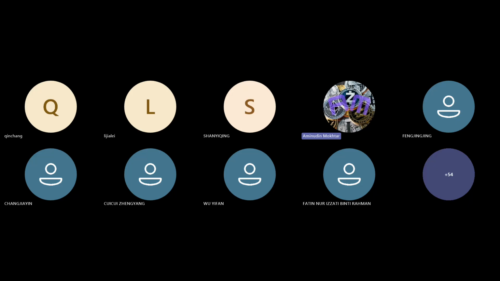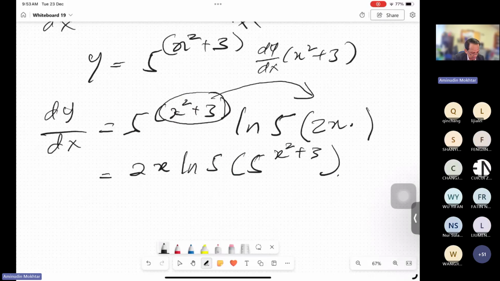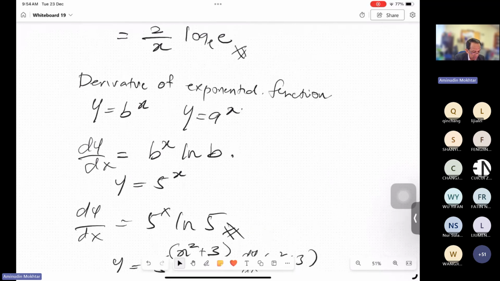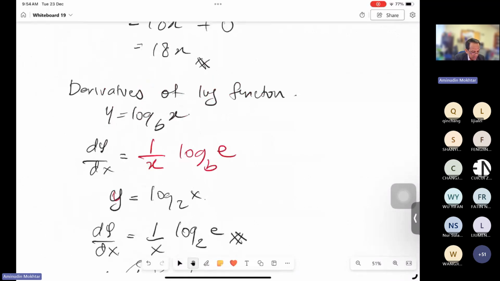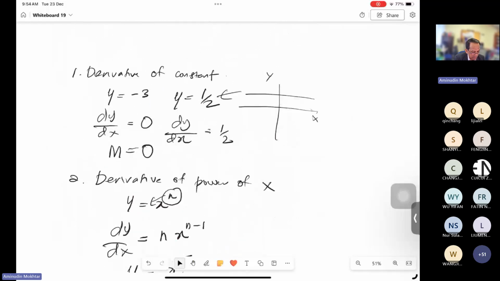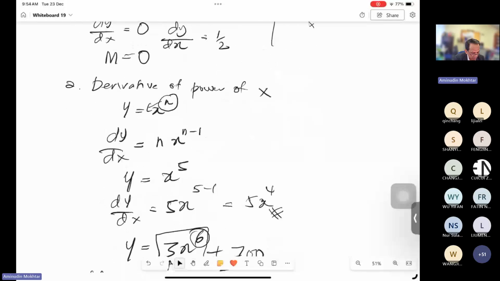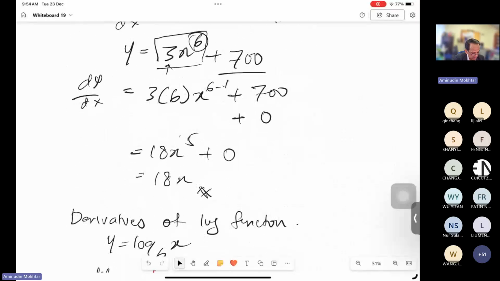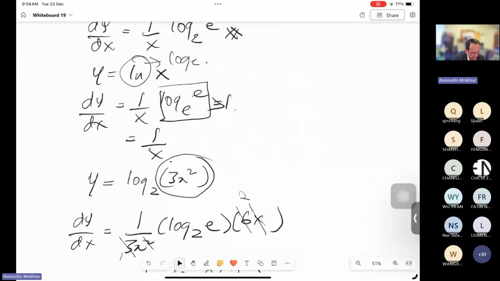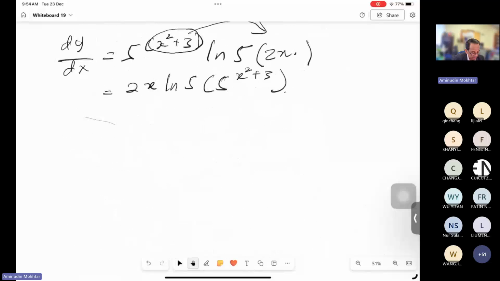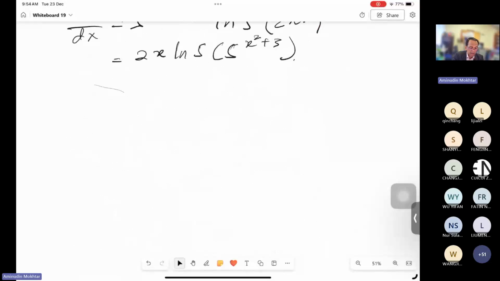We are still in the part on the rules of differentiation. There are a few rules here. Before the break, I explained the rule of constant, the derivative of a constant, the derivative of a power of x, the derivative of a log function, and the derivative of an exponential function.